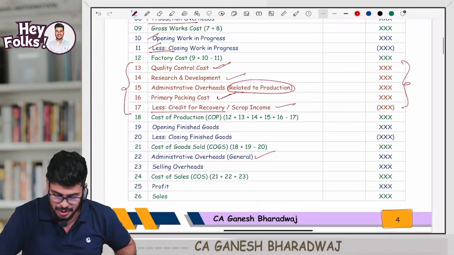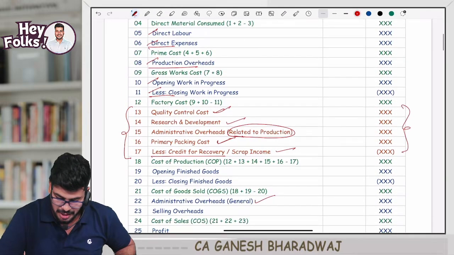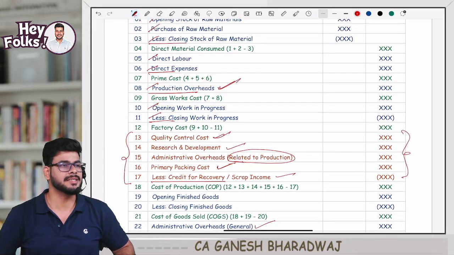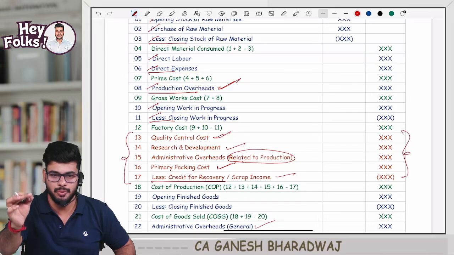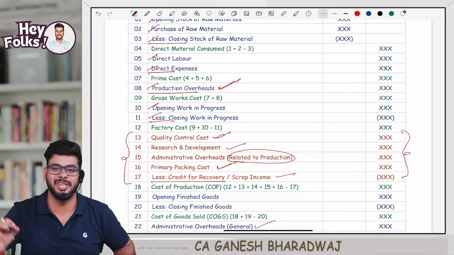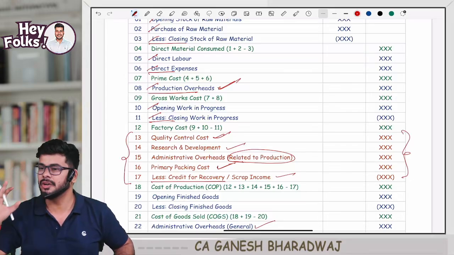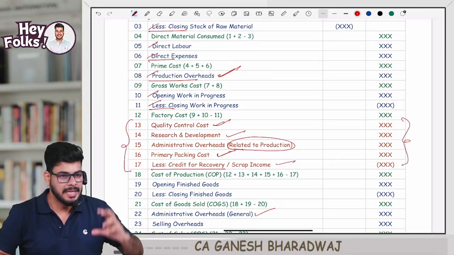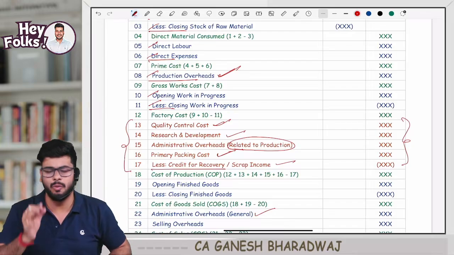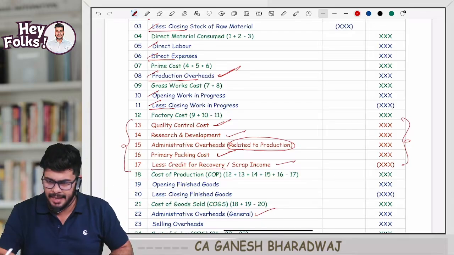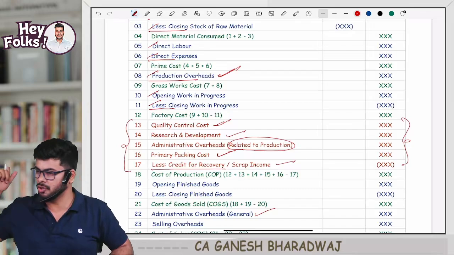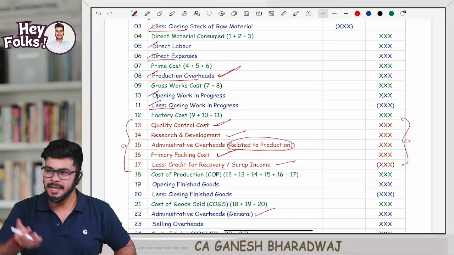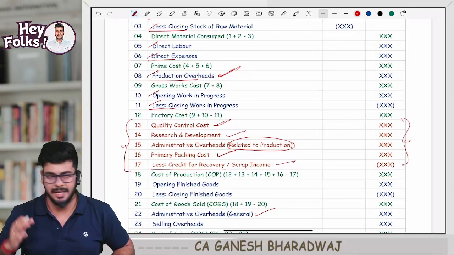Guys, ideally this should have been included in your production overheads here. Yes, it should have been included here. Correct? But the institute wants you to mention this on the face of the cost sheet. That's simple. Clear with this? Ideally speaking, all these 4 additions and 1 deletion are a part of your production overheads. What do you mean by production overheads? Any indirect manufacturing costs incurred inside the factory are called production overheads. We saw that in basic concepts, right? You tell me, quality control cost, where is it incurred? Inside the factory. Correct?